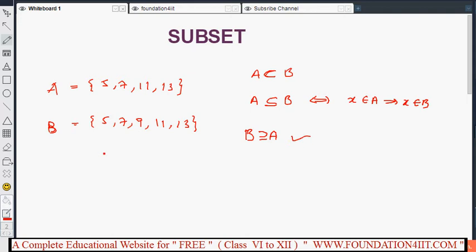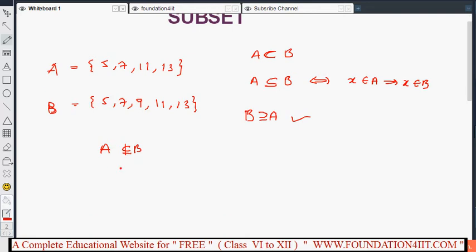If there exists even a single element in A which is not in B, then A is not a subset of B. And we write, so A is not subset of B. So with some more examples I'll explain it clearly.